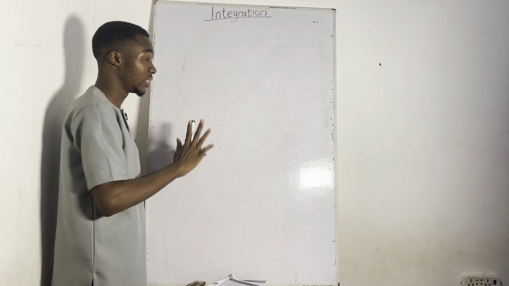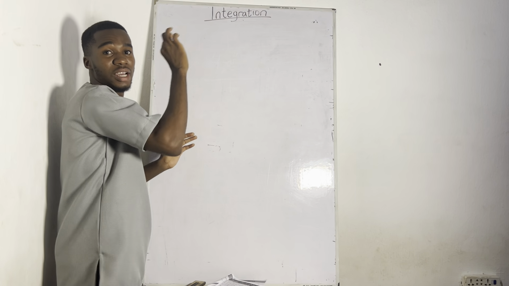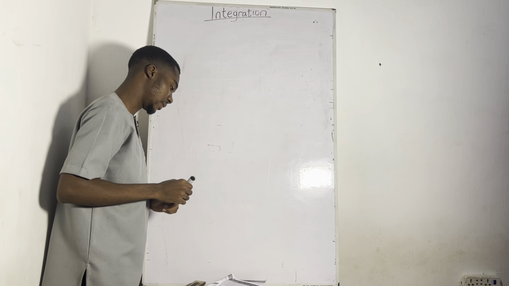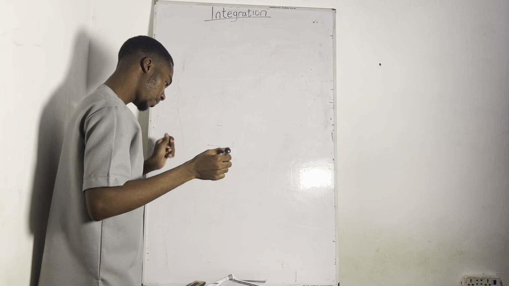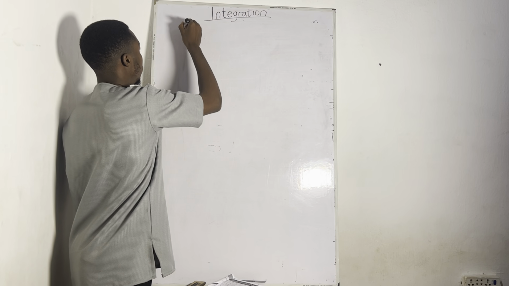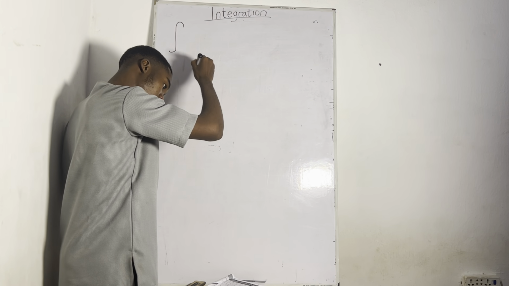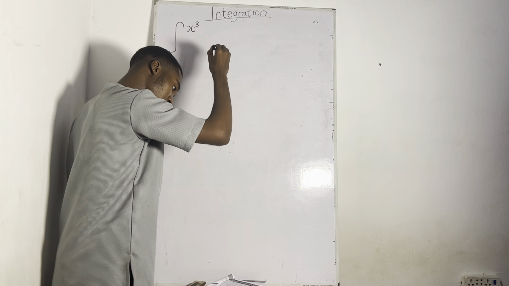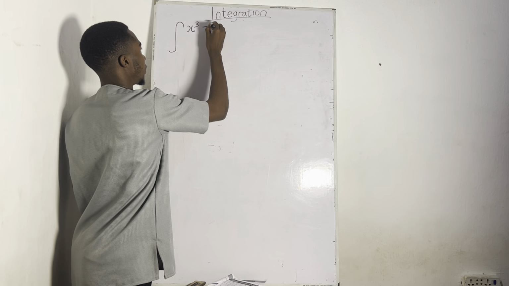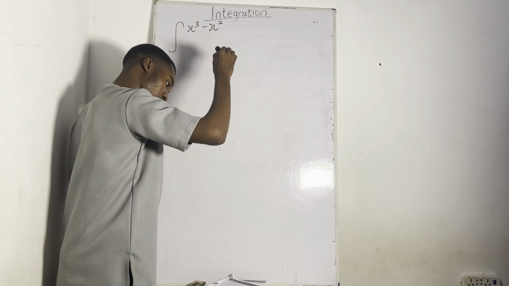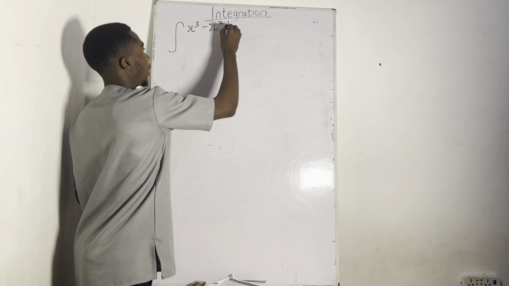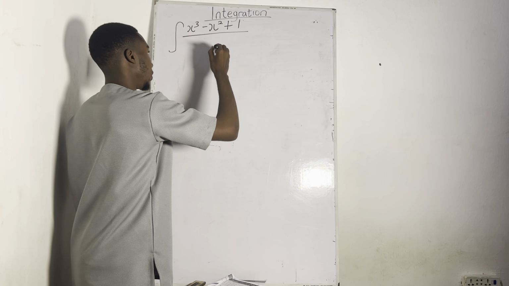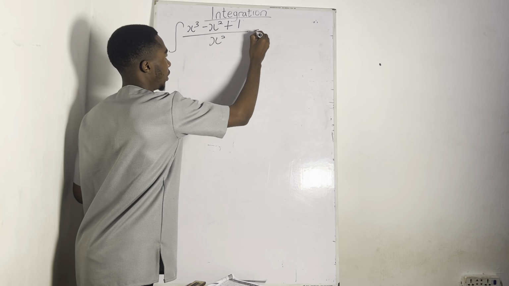So what we did is still under indefinite integral, assuming there are no limits. Do you get it? So let's take a question under 8 for us to understand it better. So we have the integral of x cubed minus x squared plus 1, over x squared, dx.